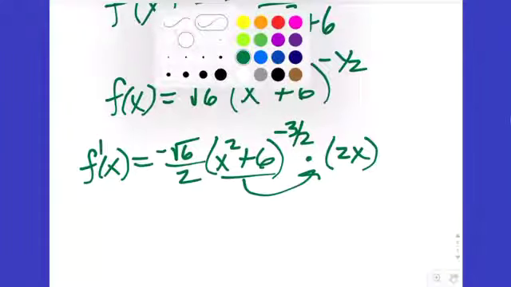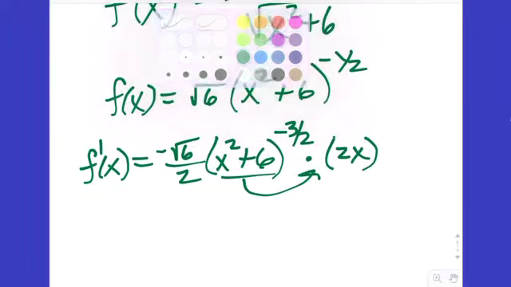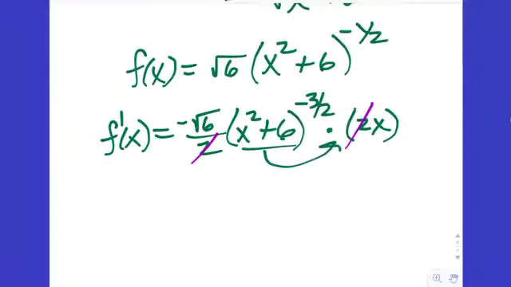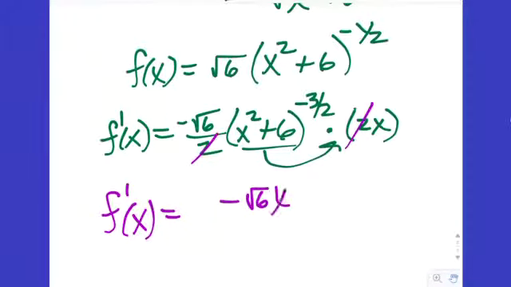And now all we have to do is simplify. The 2 from the chain rule and the 1/2 from the chain rule divide each other out. And if we simplify it now, in the numerator we're left with a negative square root of 6x. And the x is outside the radical, yes? So make sure the radical only covers the 6 and doesn't extend over any part of the x.